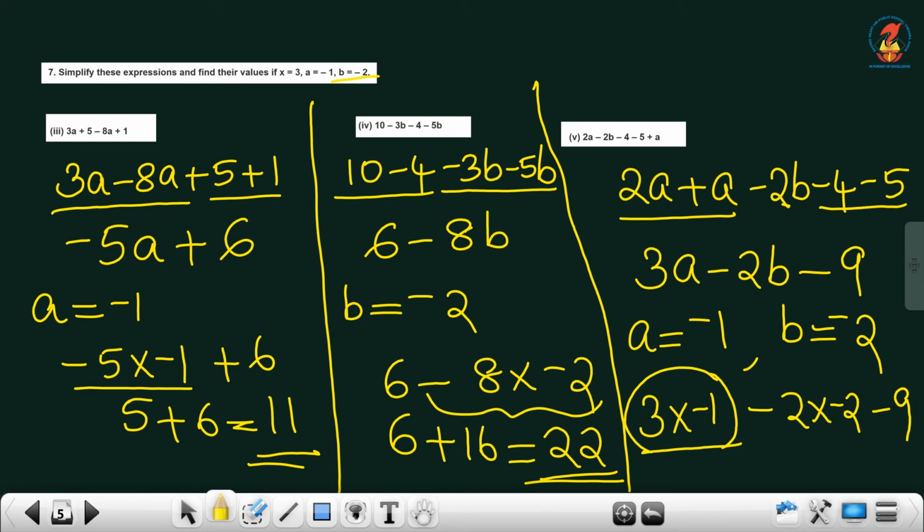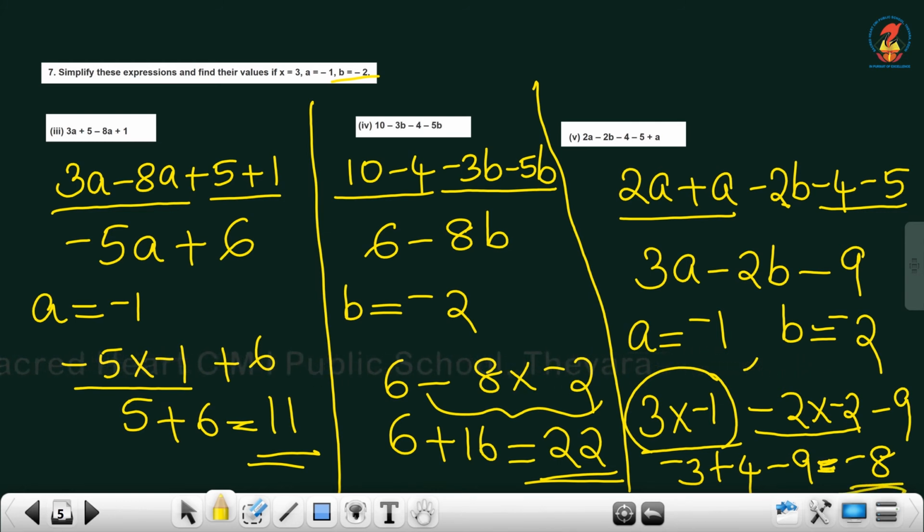Okay, 3 into -1, what is the answer? -3. Negative 2 into negative 2, what is the answer? Positive 4 minus 9. So, negative 3 plus 4, what is the answer? Negative 3 plus 4 is 1. 1 minus 9, what is the answer? Negative 8. Okay? Negative 8.